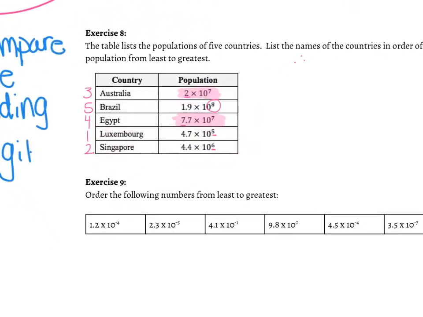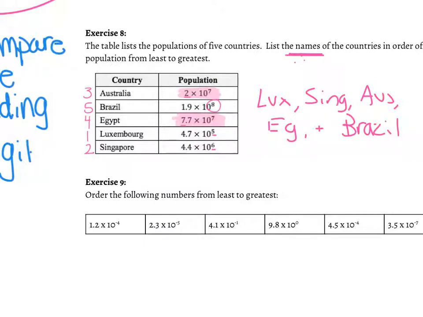Being able to order from least to greatest, it says list the names. So we would write Luxembourg, Singapore, Australia, Egypt, and Brazil. So comparing numbers written in scientific notation, not at all hard. Just look at the exponent and then determine from there.